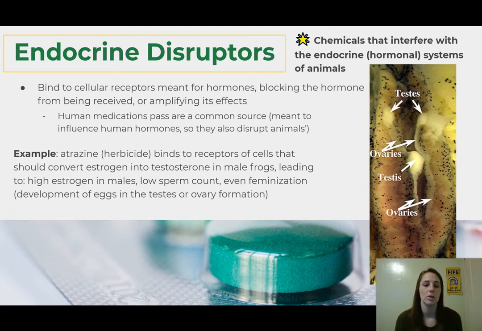It also leads to a low sperm count, and it can even lead to feminization, which is where you have actual ovaries being developed in male frogs where they should have testes. If you look at this diagram here, this frog has both ovaries and testes because the endocrine disruptors have made it so that there's too much estrogen in their system.